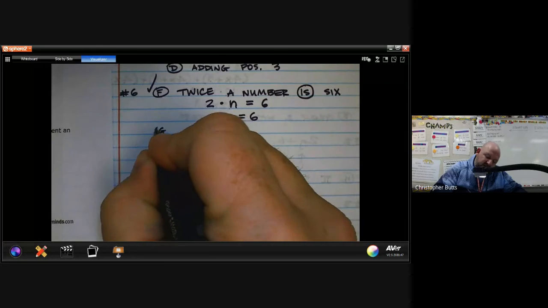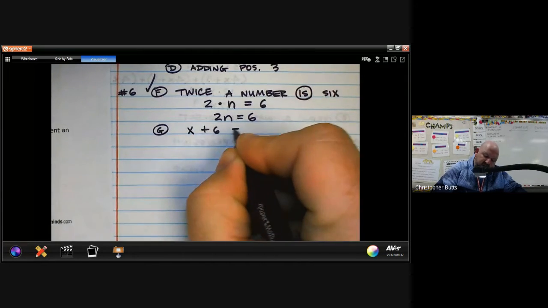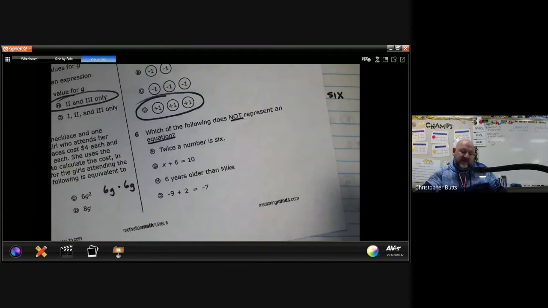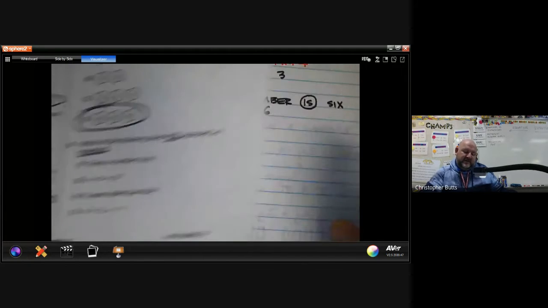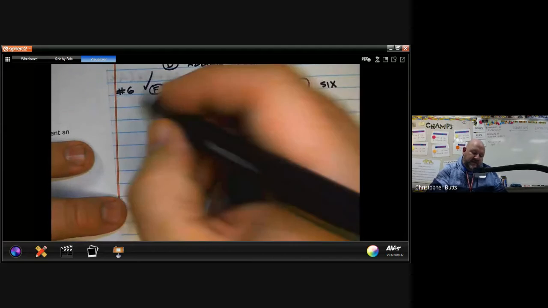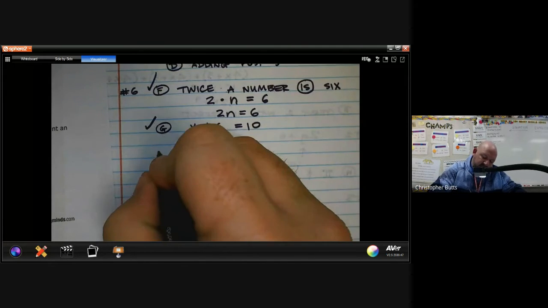Answer choice G. X plus 6 equals 10. I mean, do we really need to talk about this one? Which one does not represent an equation? This is an equation because it has an equal sign and an answer. So again, we're looking for the one that does not. This one definitely is. 2 more to go.